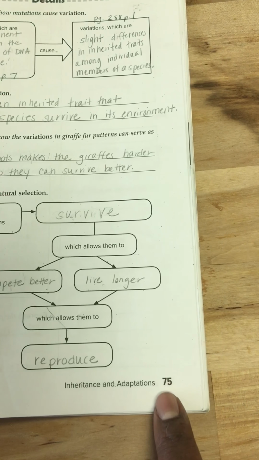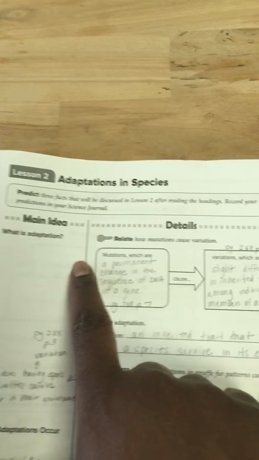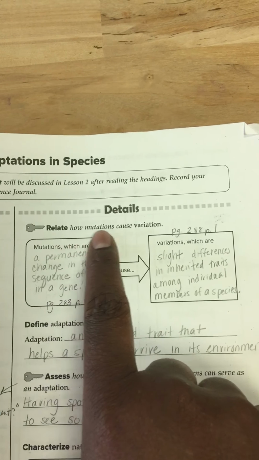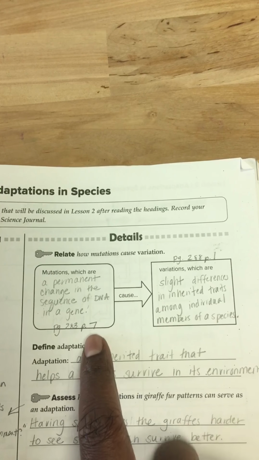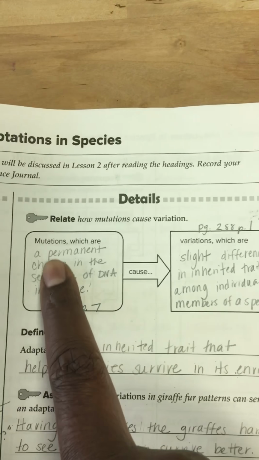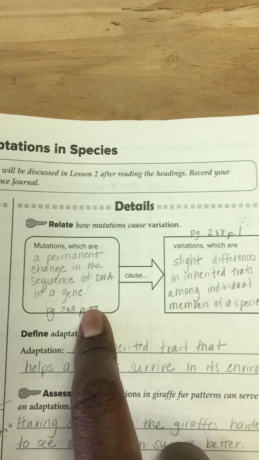All right, girls, this is for page 75 in the activity book. So we're going to start up here. It says, relate how mutations cause variation. That just means to tell how the two are related. So mutations, they just want a definition.